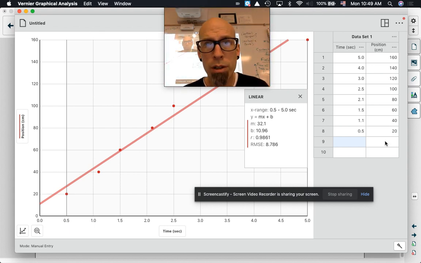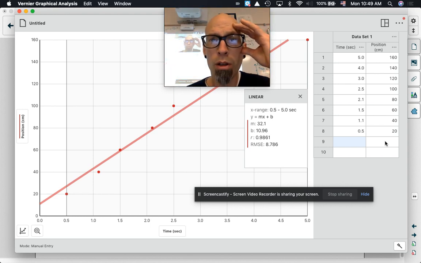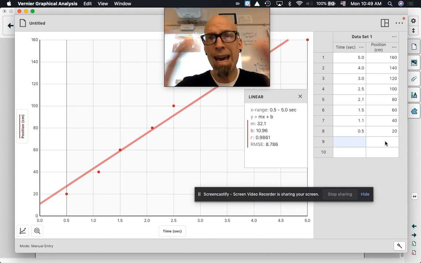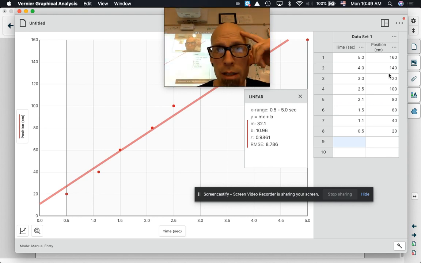I don't know how that works on the Chromebook. I know on the MacBook, I do Shift Command 4, and that allows me to select a screenshot. I'm not sure what the commands are on the Chromebook to get a screenshot, but you need to capture this screen with the best fit line on it, with the box here and your data. I need to see a picture of that uploaded with this assignment.